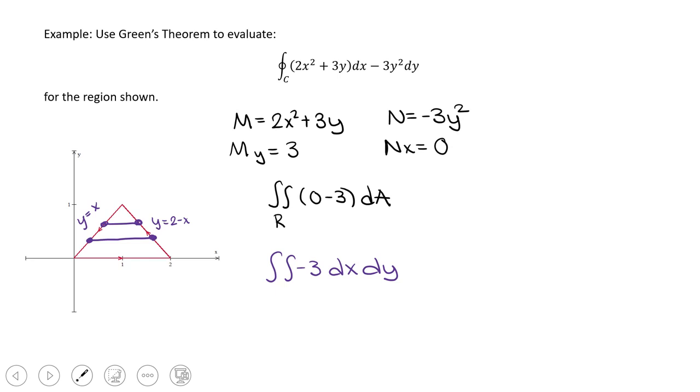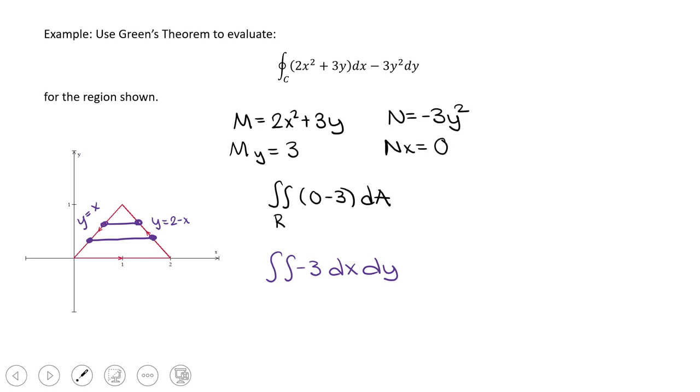And so I'm going to set this one up as an integral. It's good to review how to set up these double integrals for area. Although in this particular case, we are actually talking about a triangle. And so we could actually just find the area of that triangle and multiply it by negative 3, and that would be our answer. But let's actually make sure that we remember how to set up double integrals over regions in the plane.